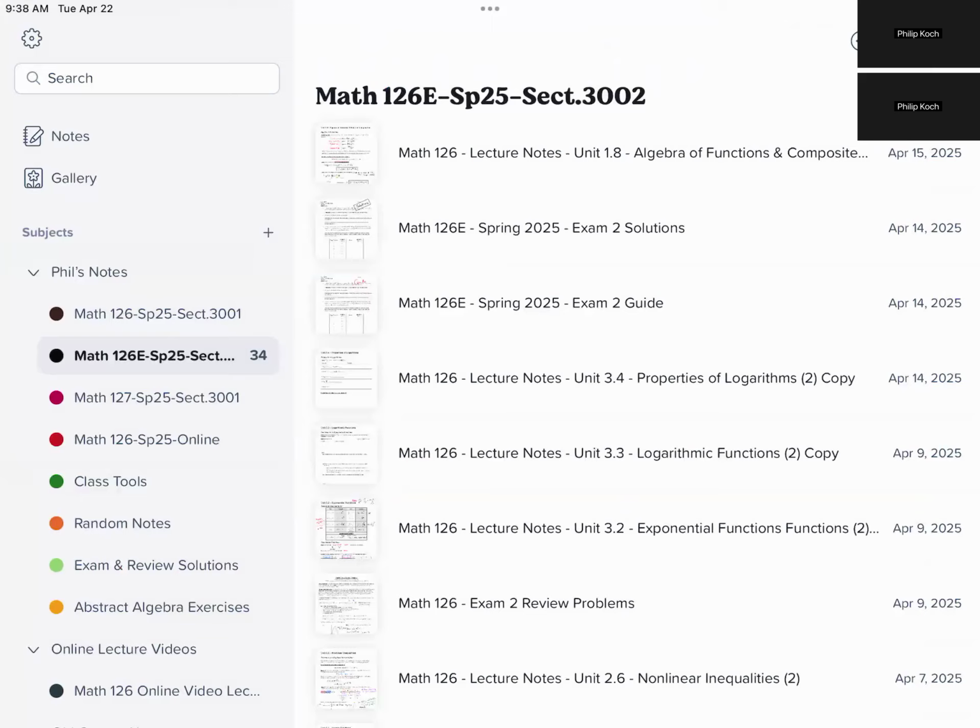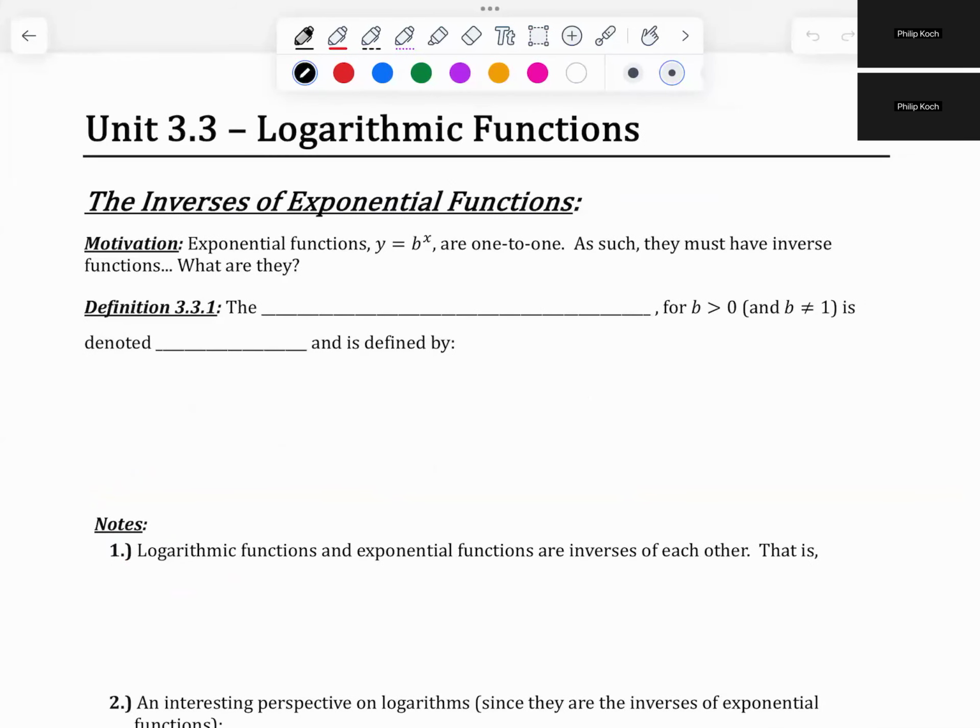So we go on to 3.3, one of my favorite topics, one of my favorite things to study in mathematics, which are logarithms. Logarithms are a very cool concept, in my opinion. They have some unique properties that you don't see very often in mathematics.